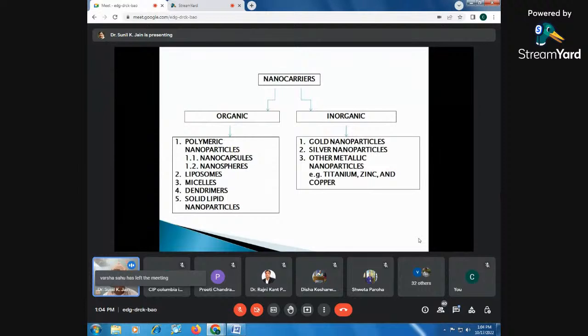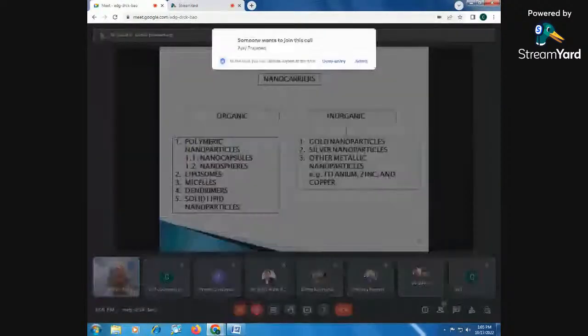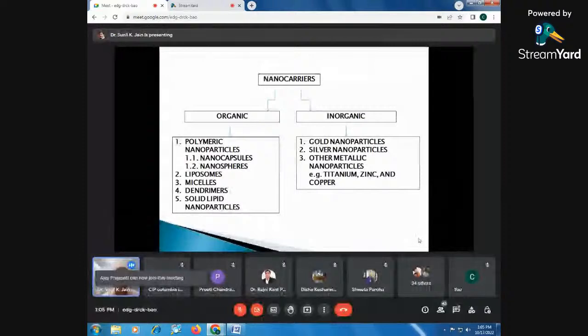Now we can classify these nanocarriers as organic nanocarriers and inorganic nanocarriers. Among organic carriers, we have polymeric nanoparticles, both types: nanocapsules and nanospheres. Liposomes are there, micelles are there, dendrimers are there, solid lipid nanoparticles are there, and in addition to that, lysosomes. You can use transfersomes and virosomes. So many organic carriers we can use as nanopharmaceuticals.